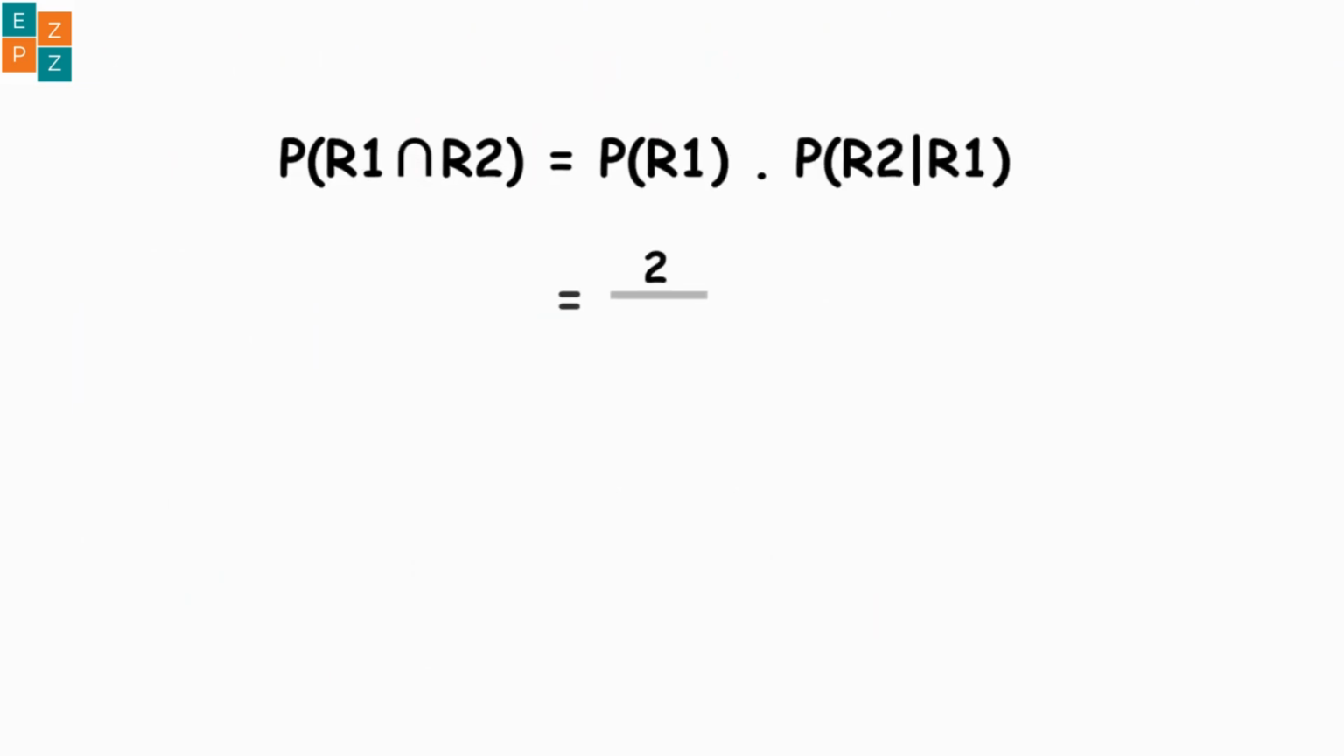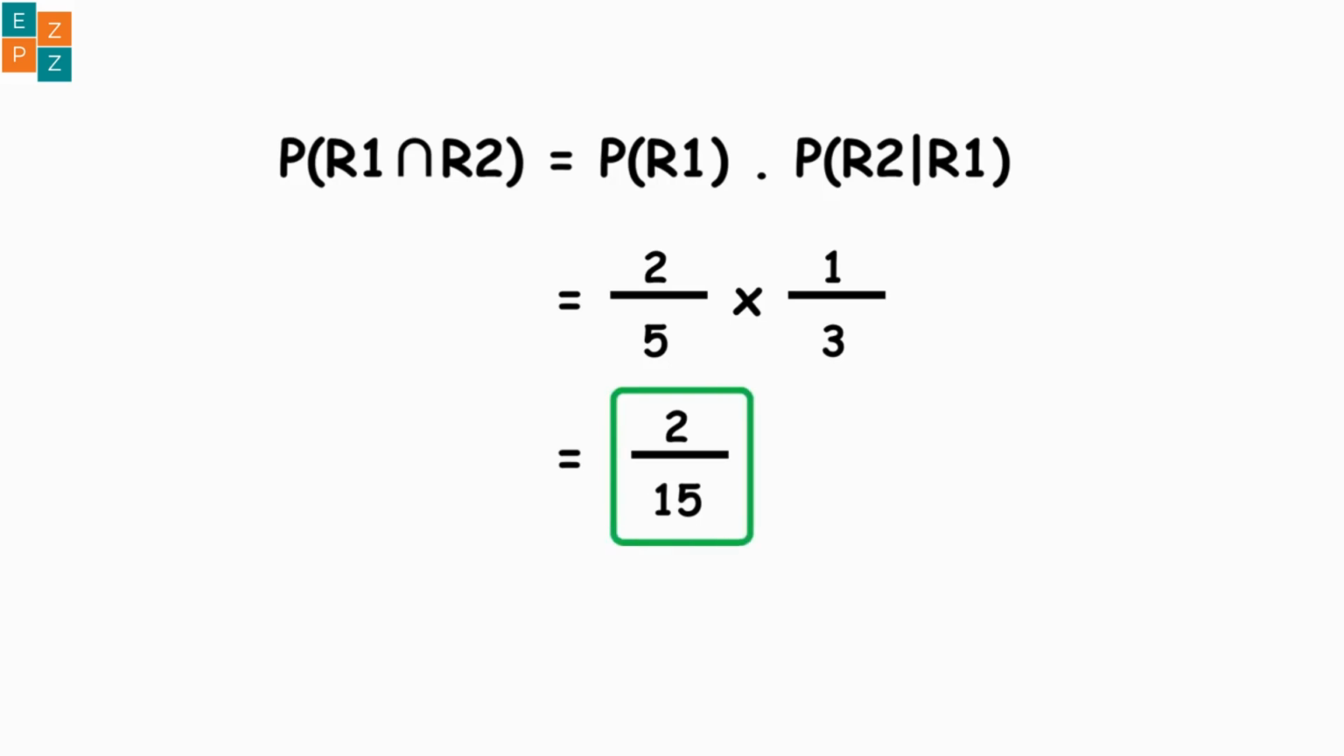Now, the probability of both events happening is the product of the individual probabilities, which implies 2 by 5 times 1 by 3, which is equal to 2 by 15. Therefore, the probability that both balls drawn are red is 2 by 15.